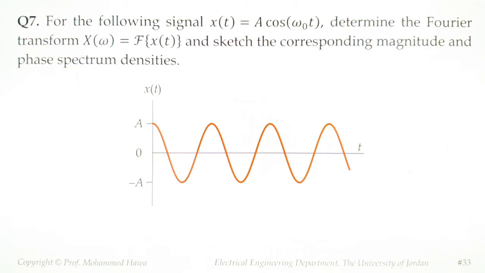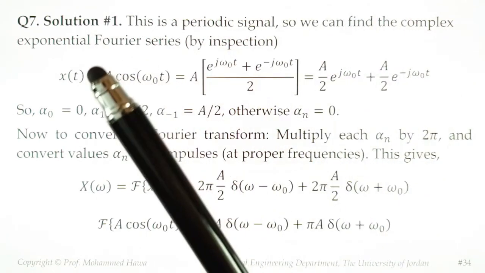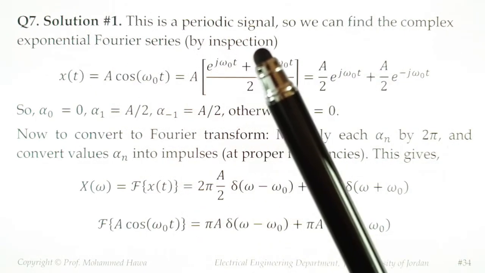You'll see I'll get the same exact answer, which I hope you then memorize. In the first solution, I'm going to remind you that this signal is periodic. And because it's periodic, I can find Fourier series. And from Fourier series, I can convert that into Fourier transform. Not only that, but I'm going to find the complex exponential Fourier series simply by inspection.